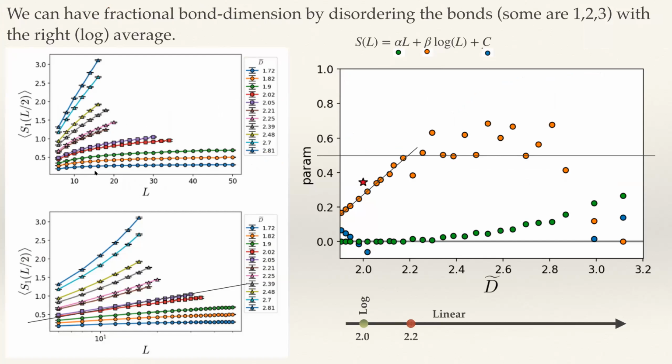What do we mean by that? Well, you can have a 2.3 bond dimension, but some bonds can be 2 and some can be 3 and some can be 1. So that the appropriate average is 1.4.